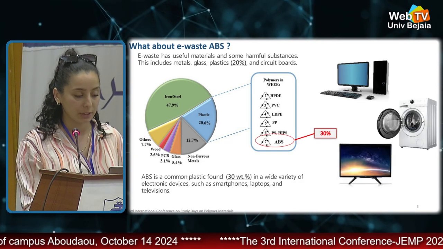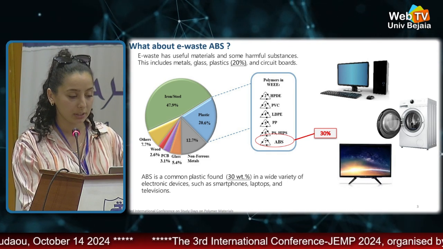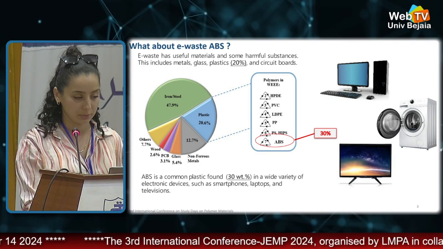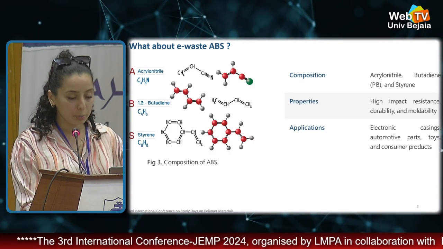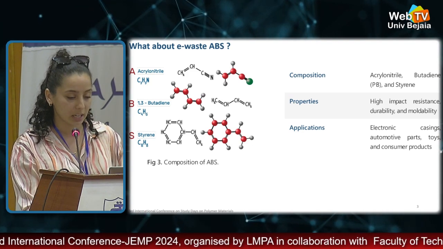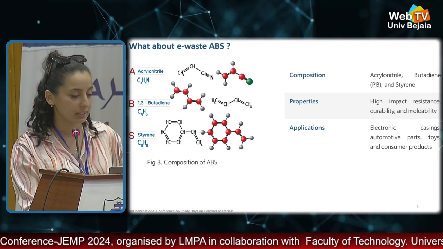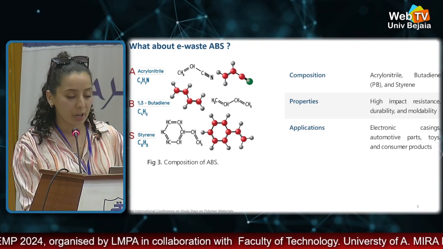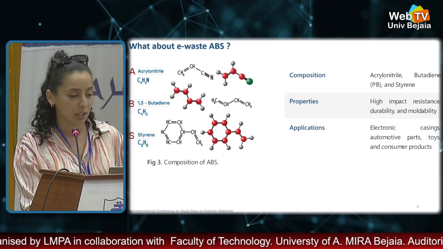ABS is a common plastic, found at around 38%, in a wide variety of electronic devices, such as smartphones, laptops, and television. It's a copolymer composed of acrylonitrile, butadiene, and styrene, and offers good properties such as high impact resistance, durability, and moldability. It can be found in many applications such as electronic casings, automotive parts, and toys.